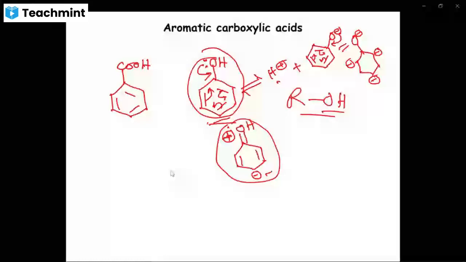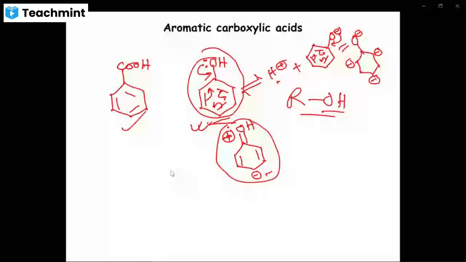So from here we understood the one principle, that charge separation is not a good choice, but delocalization of charge or spreading of charge is a good choice. So that is our take home message from this particular thing. Now two things are there. One is carboxylic acids, the aromatic carboxylic acid, and another one is phenol, and we will see the acidity of these two.